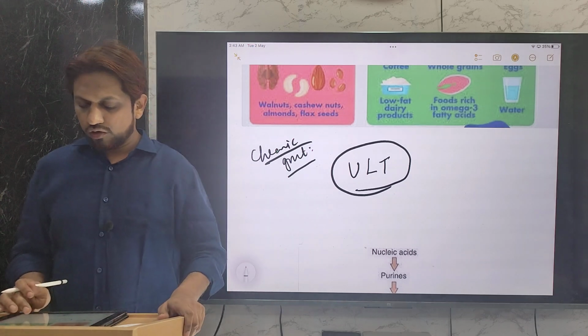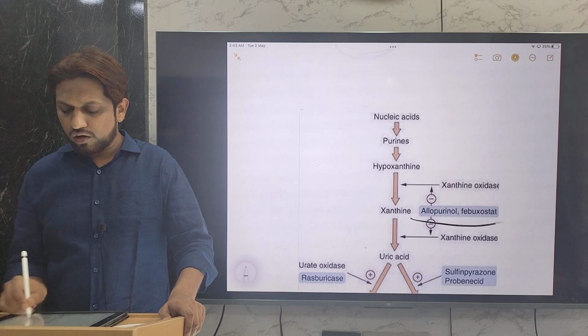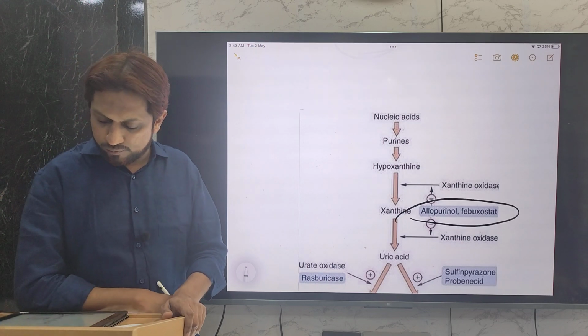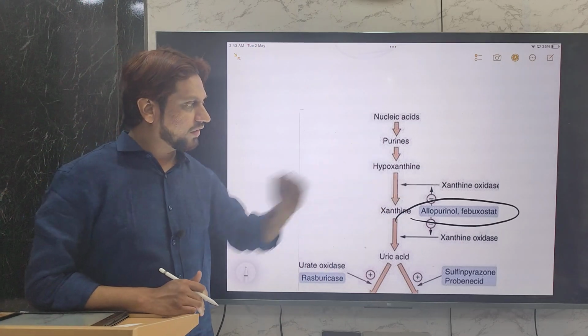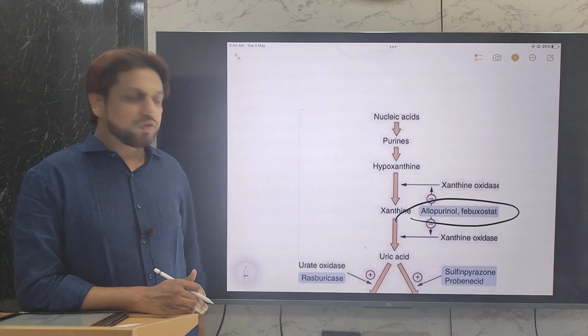So urate lowering therapy, the drugs are allopurinol and febuxostat. Allopurinol will inhibit the xanthine oxidase enzyme. This is one of the key enzymes in the metabolism of purine.